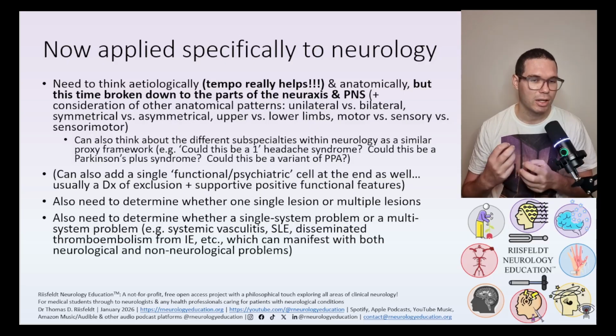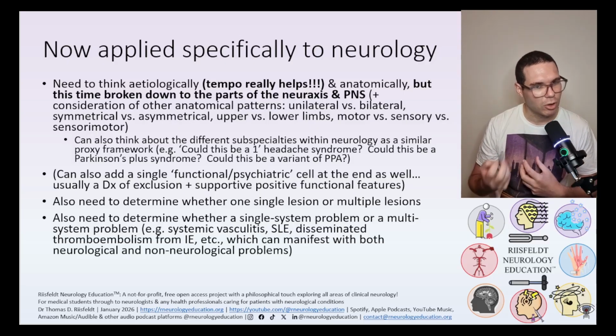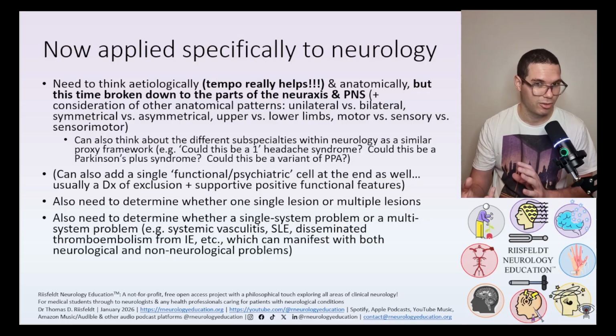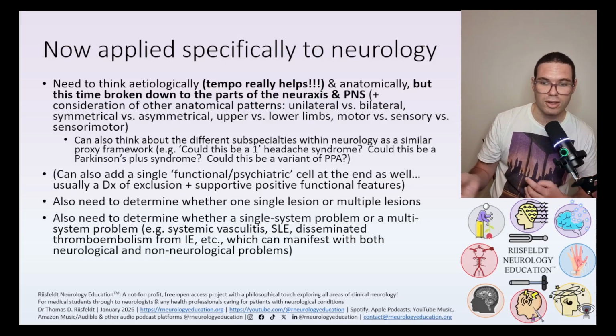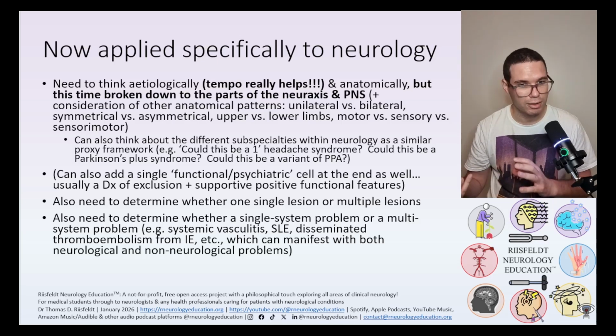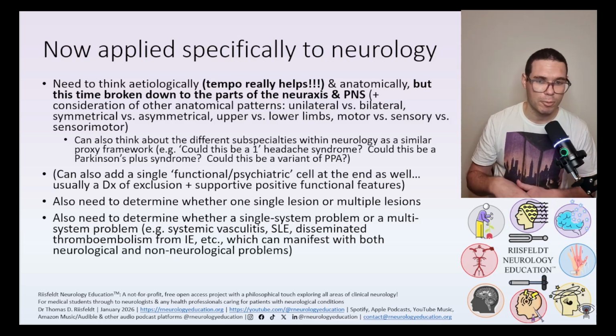And another way that you can think about it, which is a different way of doing the same thing, is you can think about the different subspecialties within neurology as a similar proxy framework. So you can think headache medicine. Oh, could this be a primary headache syndrome, which is the cause of my patient's symptoms? Or if you're thinking about a movement disorders clinic, could this be a Parkinson's plus syndrome? Or if you're thinking about cognitive neurology, you might think, oh, could this be a variant of primary progressive aphasia?